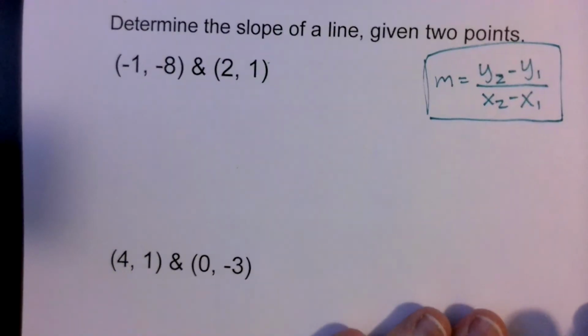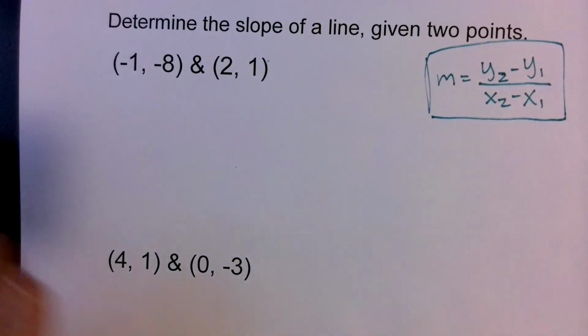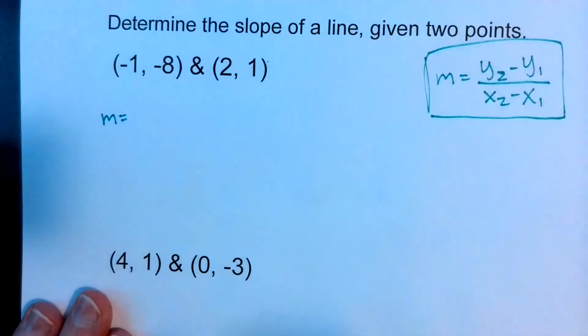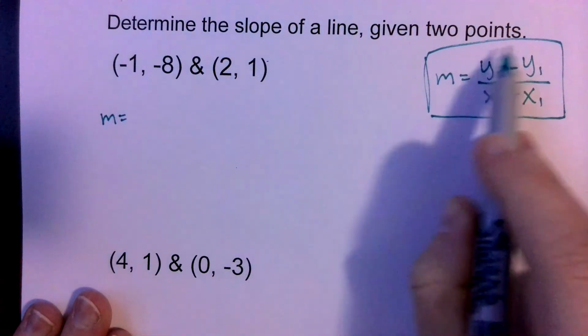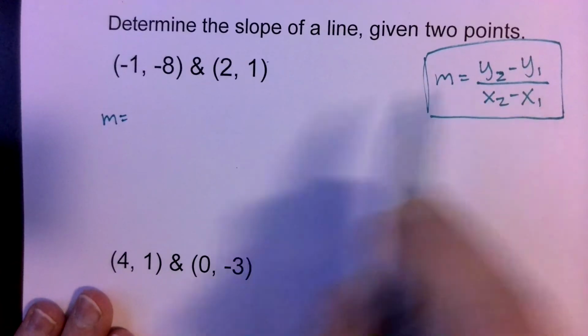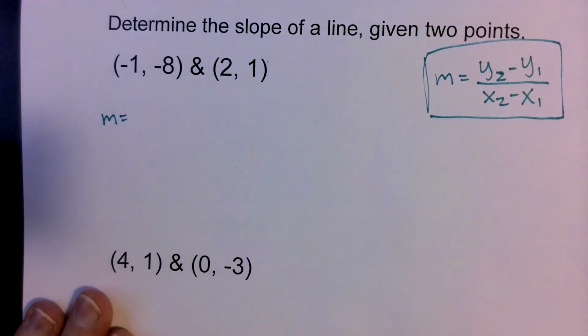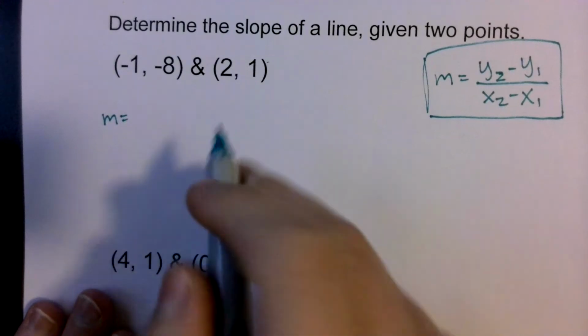If we didn't remember that, definitely write that one down. Let's look at a few of these together. So we've got our 2 points. We're subtracting the y's on top. It does not matter which y you start with as long as you use the same point first both times. So just like the distance formula.